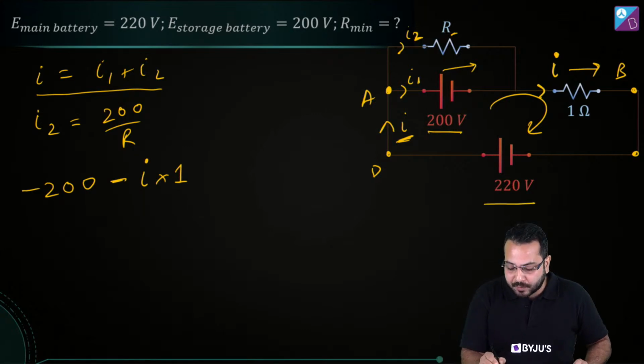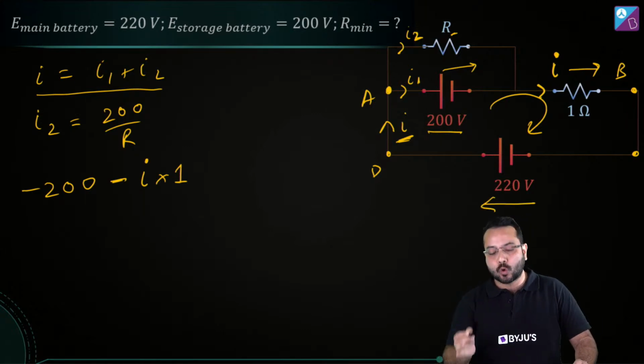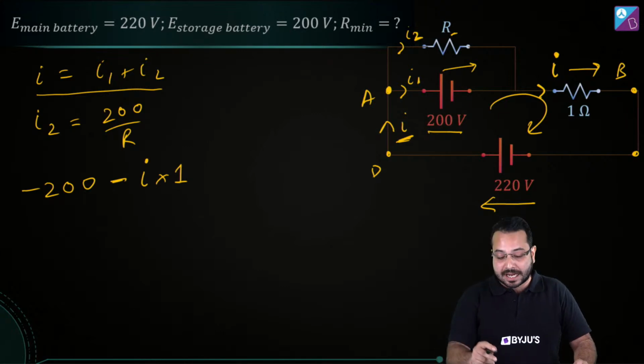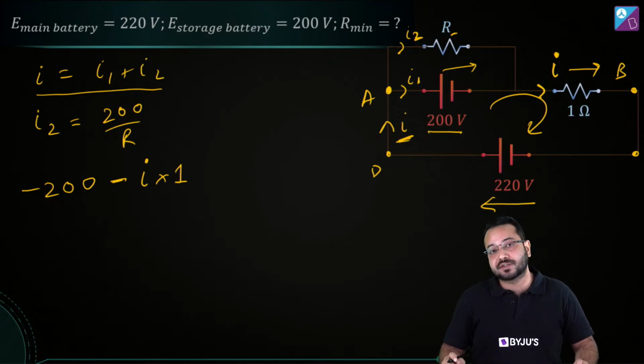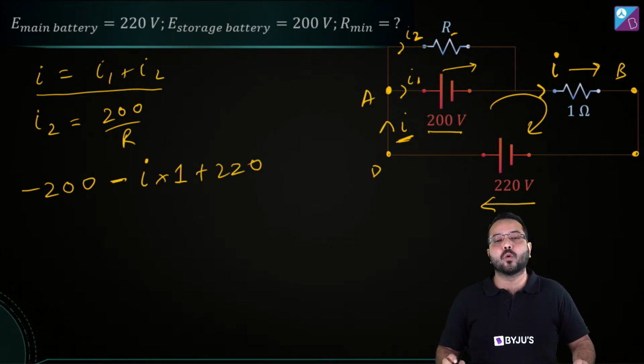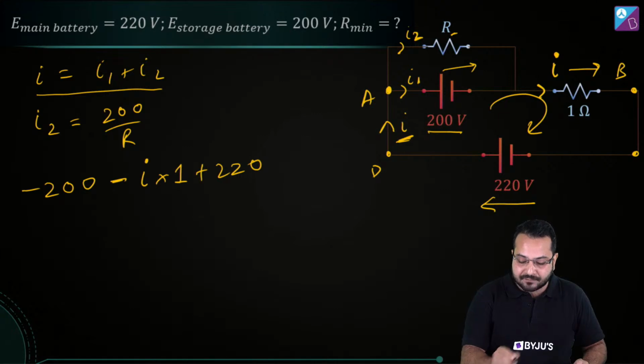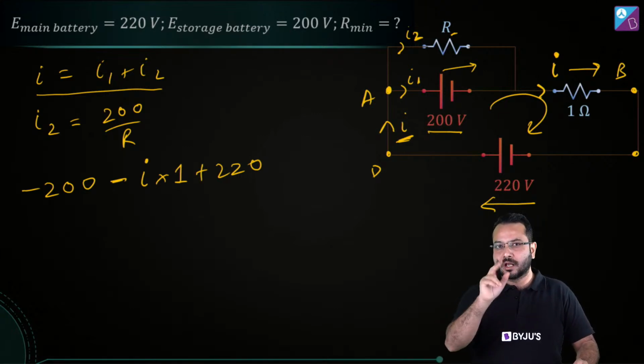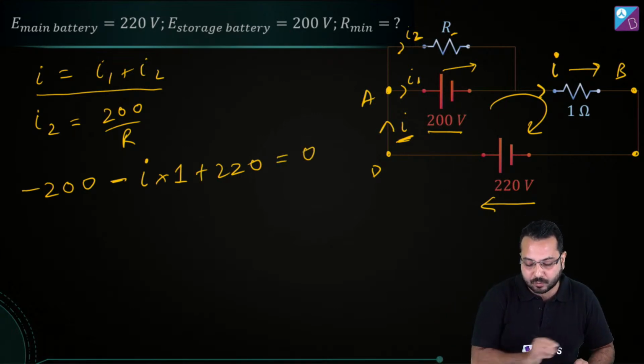Now where are we? We are over here. We are going to go across this EMF source and we are going from the negative terminal to the positive terminal, so we have to write plus 220 volt. Now we are at D and we are back at A. The loop has been completed, so this should be equal to 0.